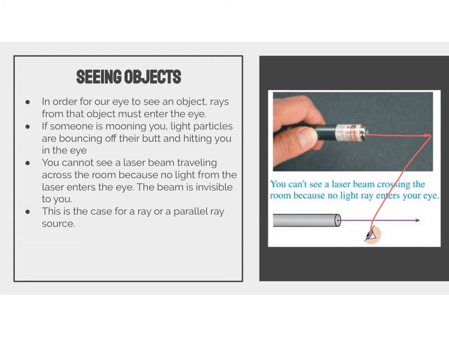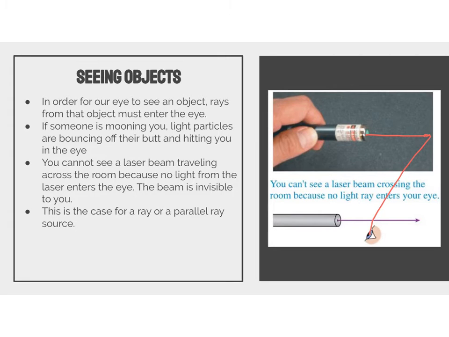And I always make this joke when I talk about this because I have my sense of humor. So if someone's mooning you, right, what you are actually seeing is a particle or a ray of light is traveling from the sun, going all the way through space, hitting them in the butt. It's touching their butt, and then it bounces off their butt and it touches you in the eye.